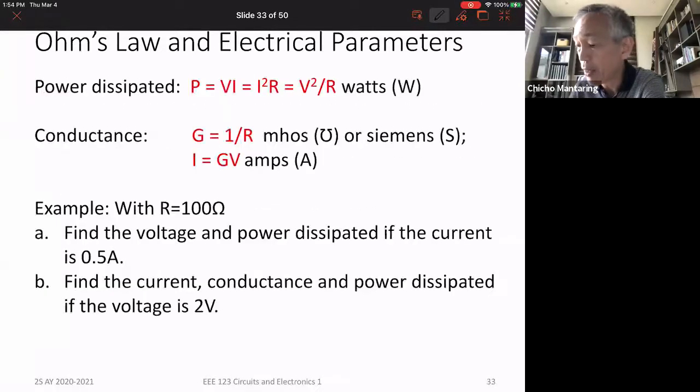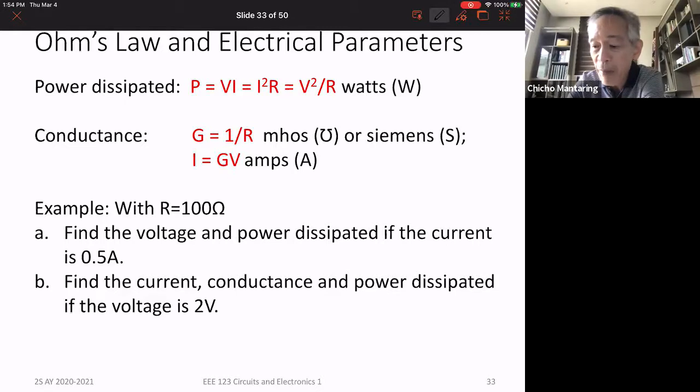Where were we? Okay. So power is just voltage times current, but since voltage is equal to I times R, then power is equal to I squared R. On the other hand, since current is equal to V over R, power is also V squared over R. So if you know the current flowing through a resistor, you just use I squared R, that's your power. If you know the voltage across a resistor, V squared over R, that's your power.